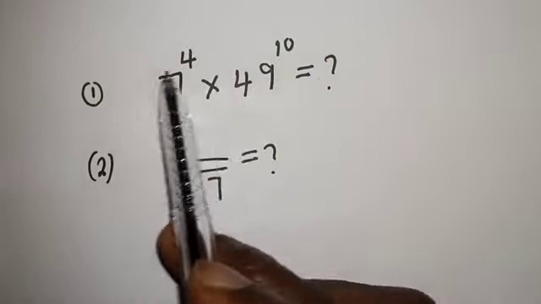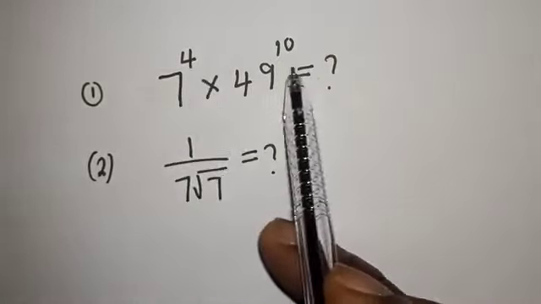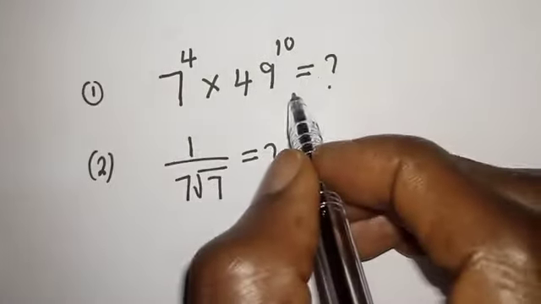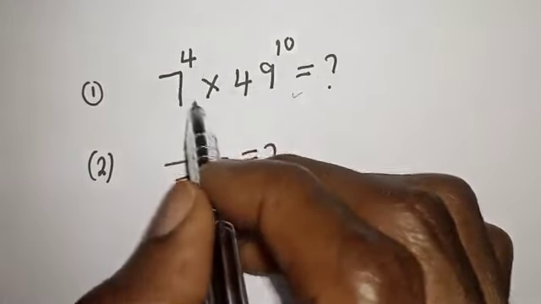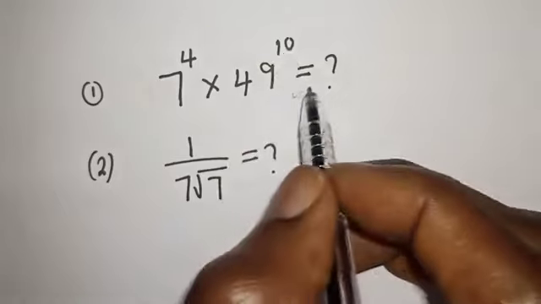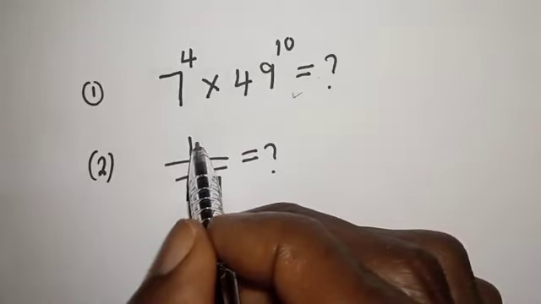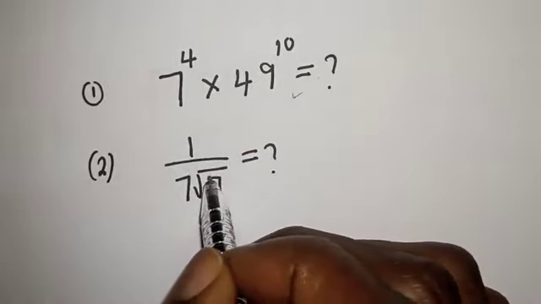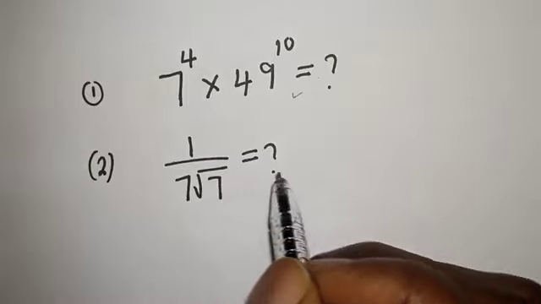In this class, we quickly want to simplify this nice math problem without using a calculator. The first one is 7 raised to power 4 multiplied by 49 raised to power 10. Then also the second one is 1 over 7 square root of 7. Solution.